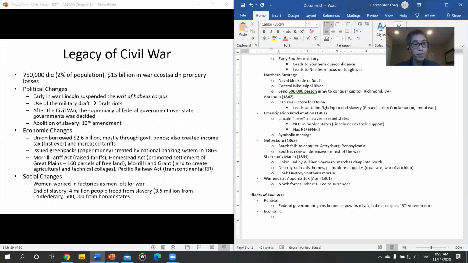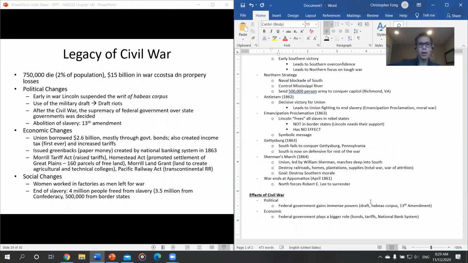For economic effects, we see again the federal government playing a much bigger role in economics by increasing tariffs, by printing paper money, and by building this national bank system that will become the Federal Reserve 60 years later. So the federal government, again, plays a bigger role. They have bonds, they have tariffs, and they have the national bank system.